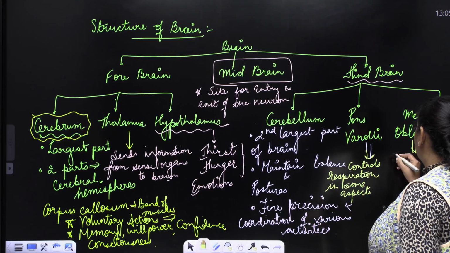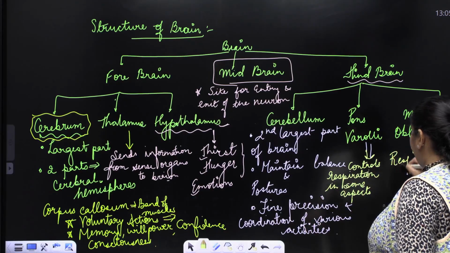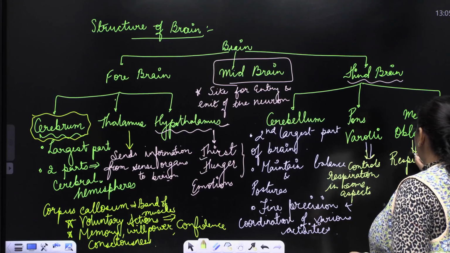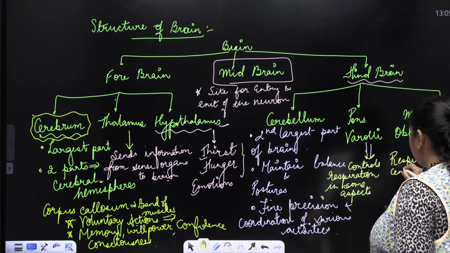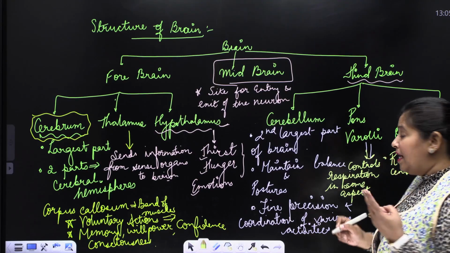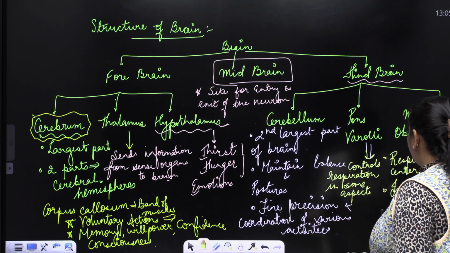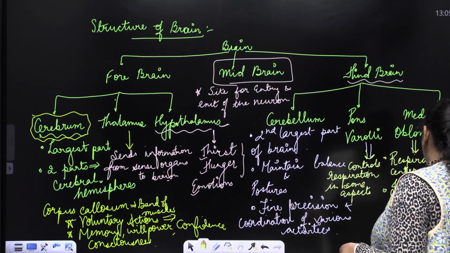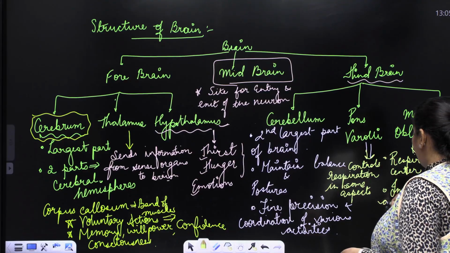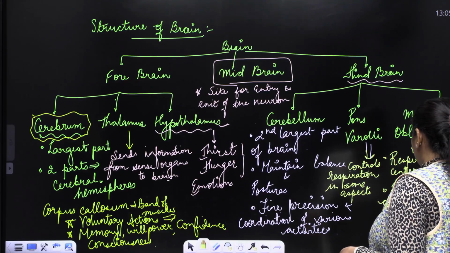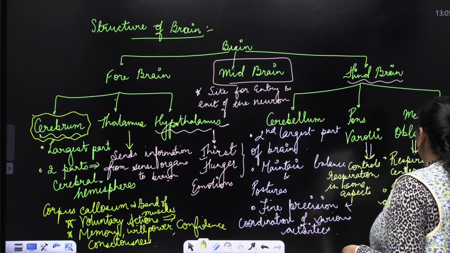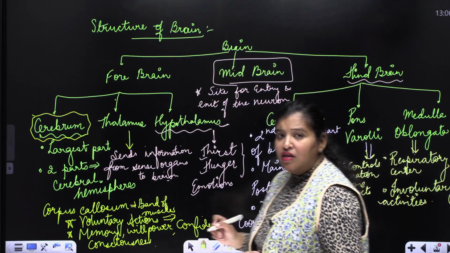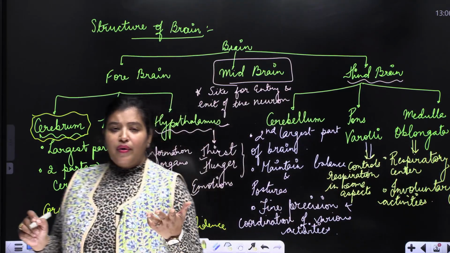This helps in controlling respiration. This is the main respiratory center. Secondly, it controls various involuntary activities of the body, which include what? Which include vomiting, sneezing, swallowing.